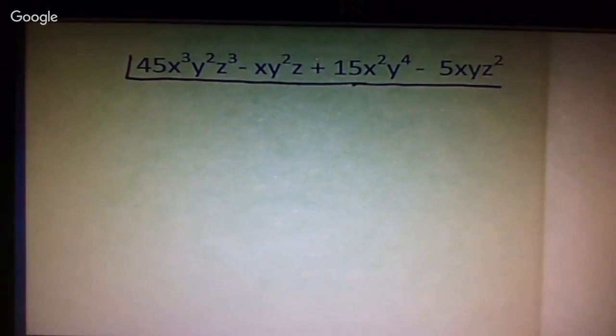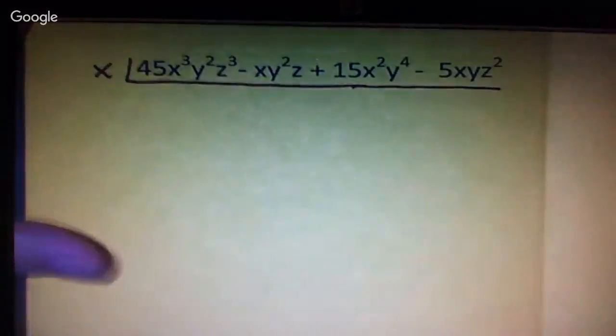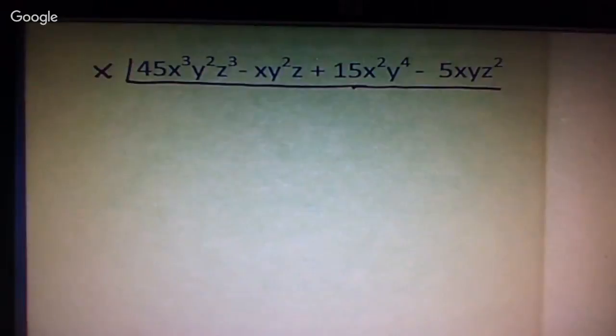Now we need to look at each variable individually. I have 3 x's, 1 x, 2 x's, and 1 x. What do they share in common? 1 x. So we pull out an x. That means each one of these goes down by x. So we're left with 45x squared.